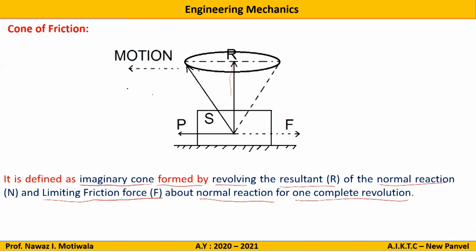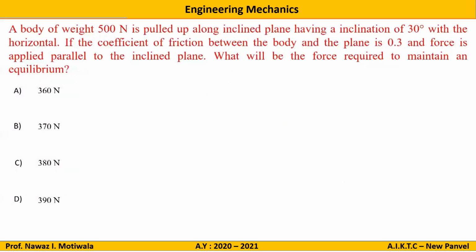Now let us start with the MCQ part. The first question: a body of weight 500 Newton is pulled up along an inclined plane having an angle of inclination of 30 degrees. So this is the plane.